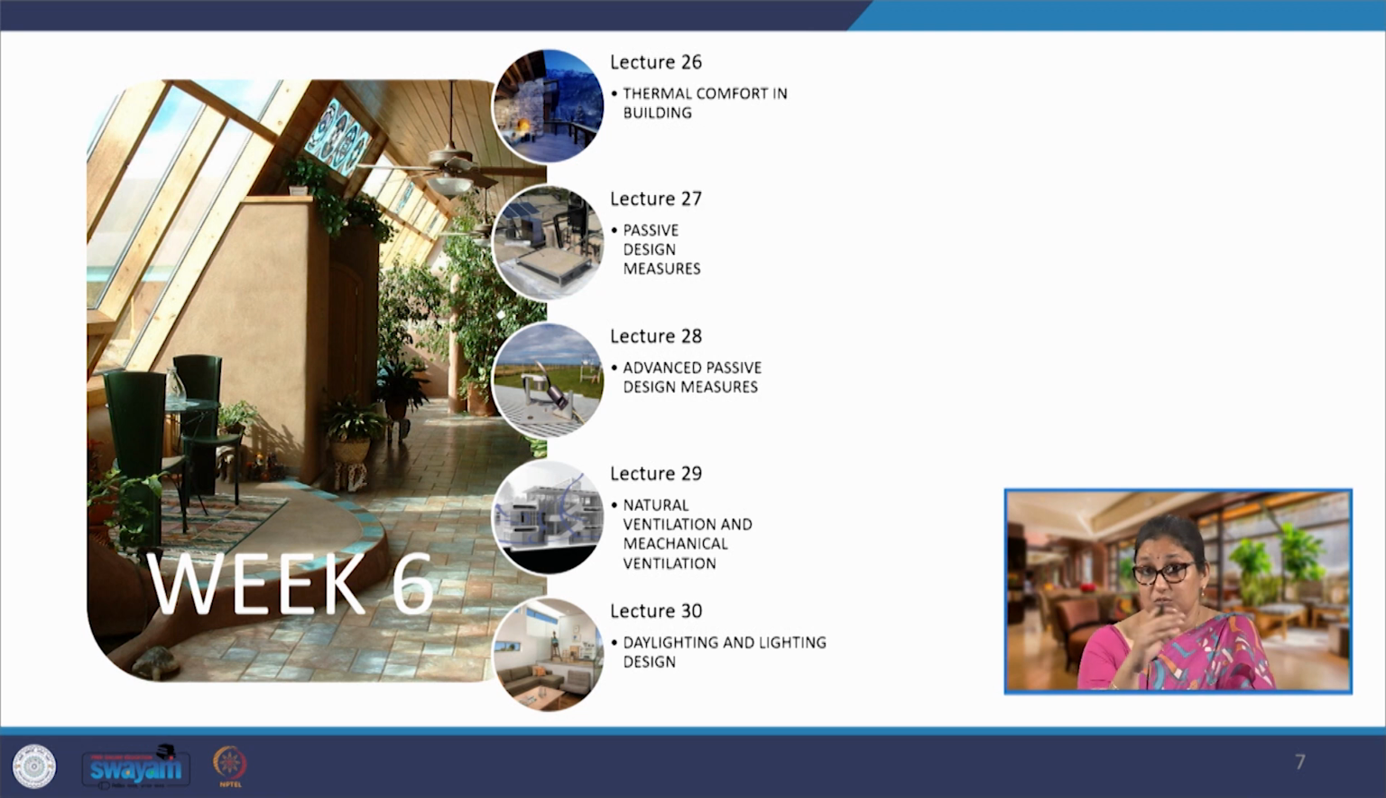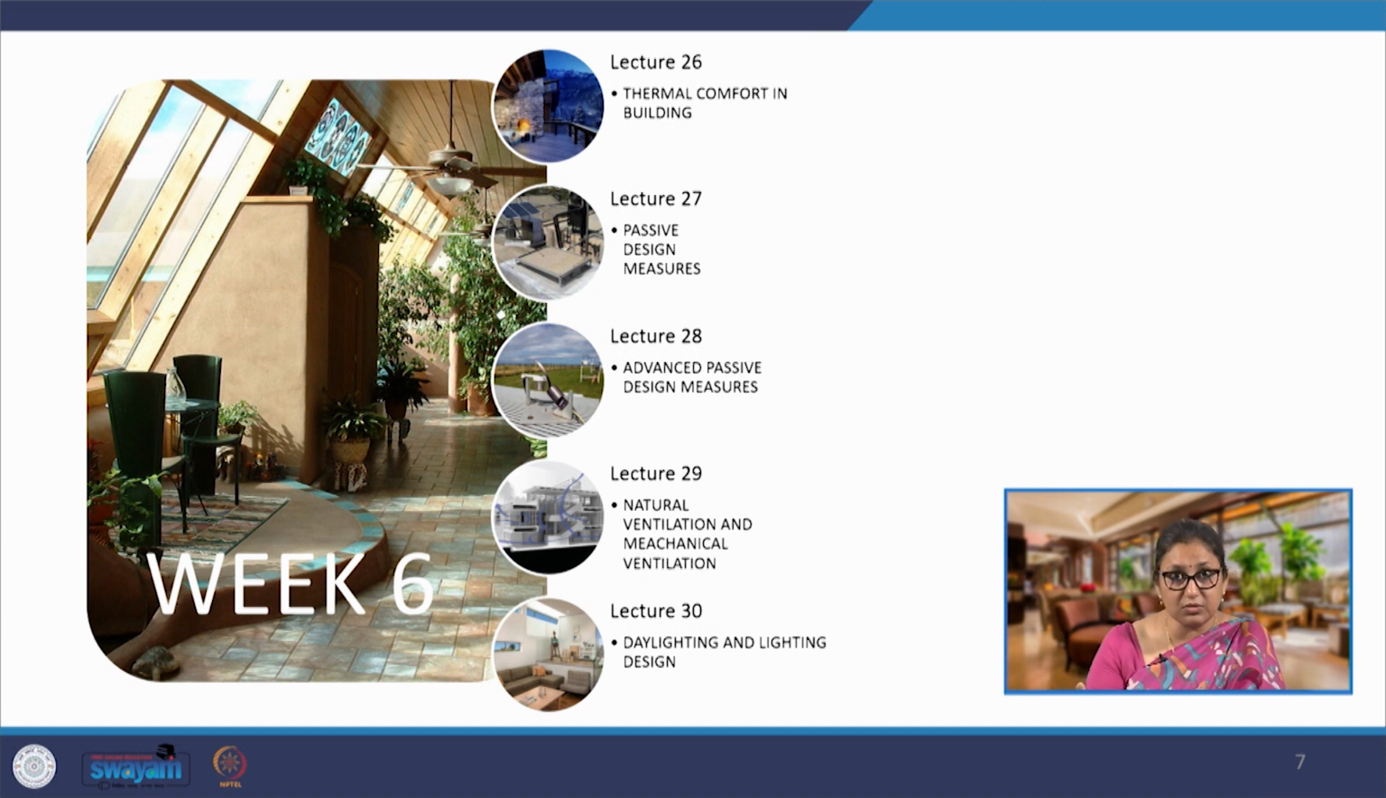Now, in week 6, once we had established that buildings have a role to play when we are talking about carbon emissions of any business for that matter, how do we reduce it? How do we reduce the carbon footprint? So, what are these strategies?